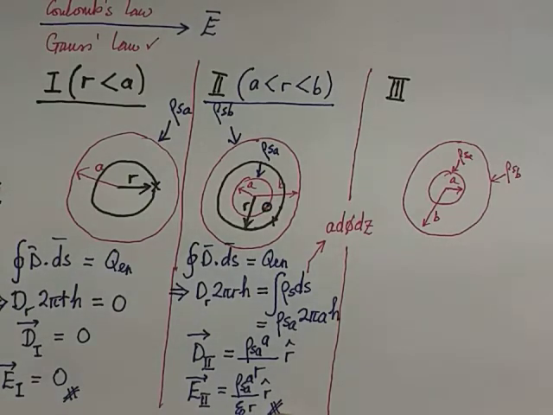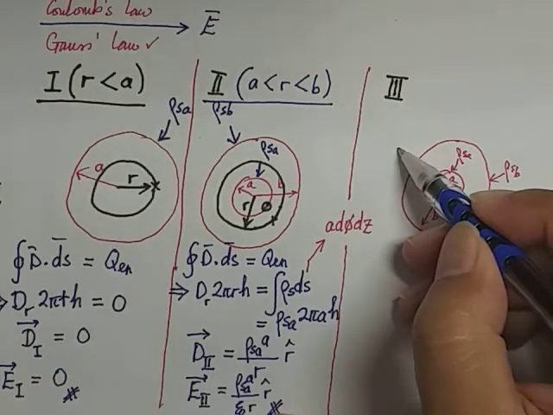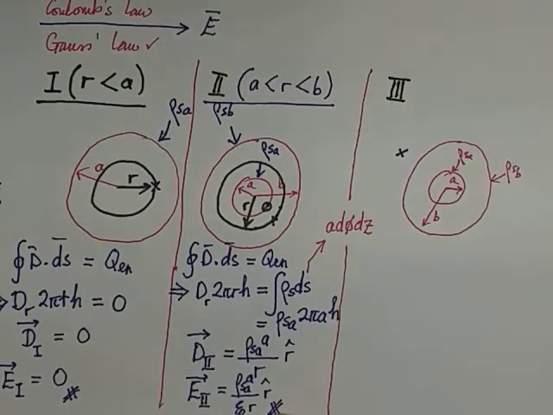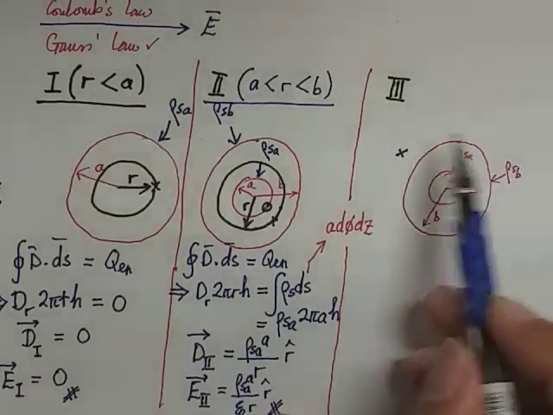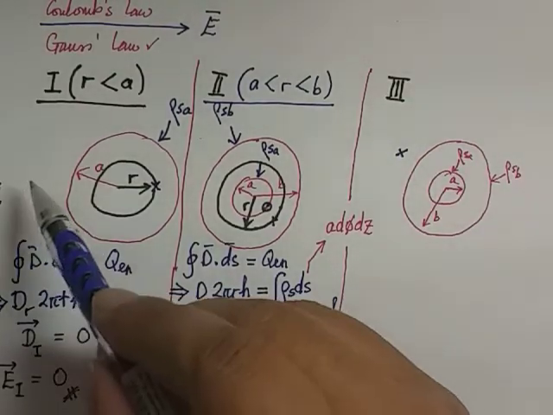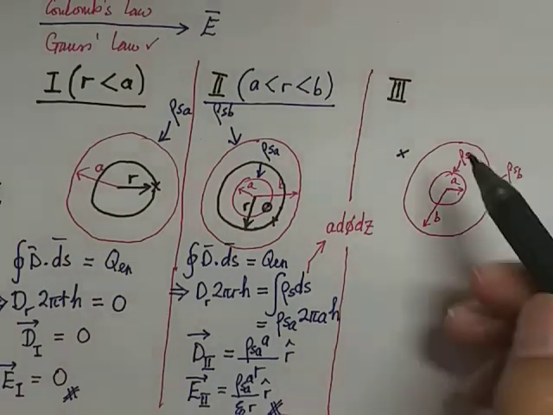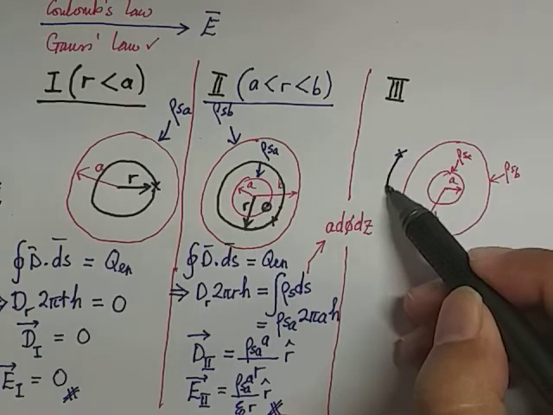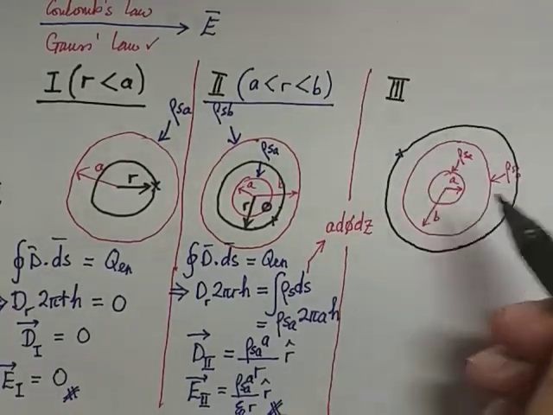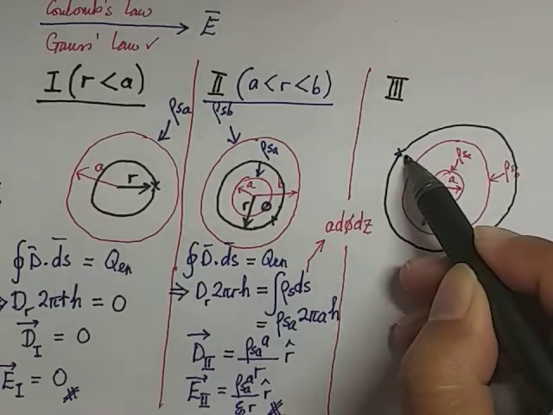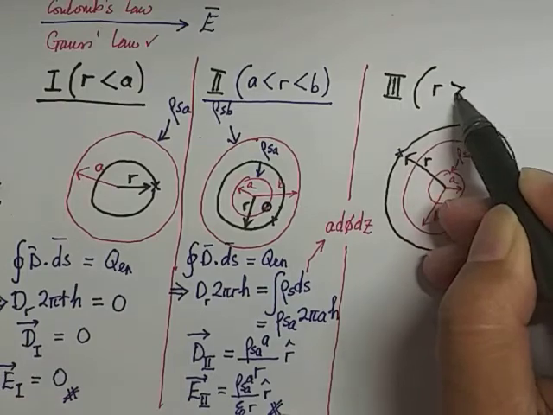Now what we are going to find is D in region number 3, which should be here. That should be our D region number 3. It can be anywhere in this region. Okay, so I'm going to build my Gaussian from the plan view. We're going to see a circle, actually a cylinder, remember, a cylinder. Now the radius we're going to define to be r, and for region number 3, r will always be greater than b.